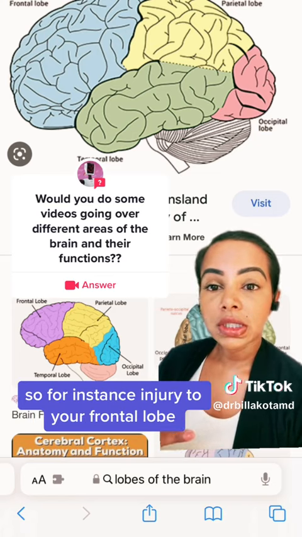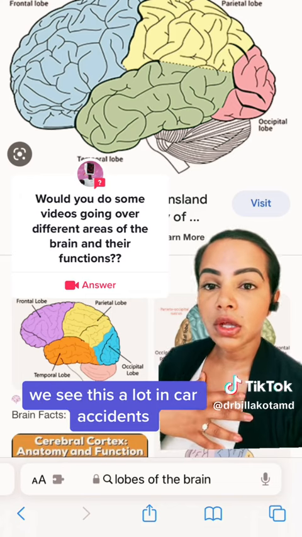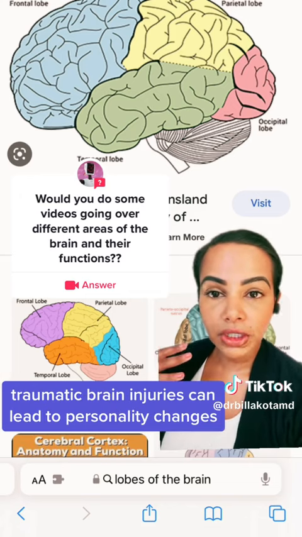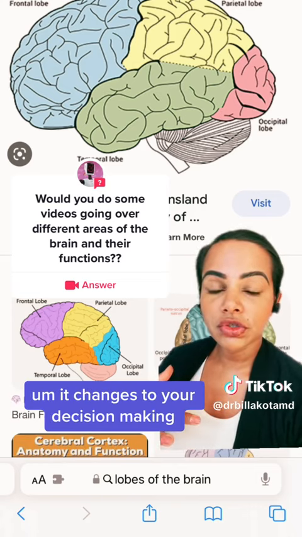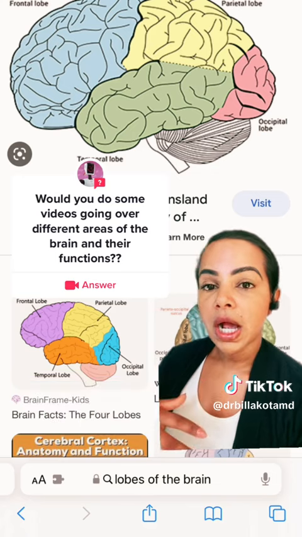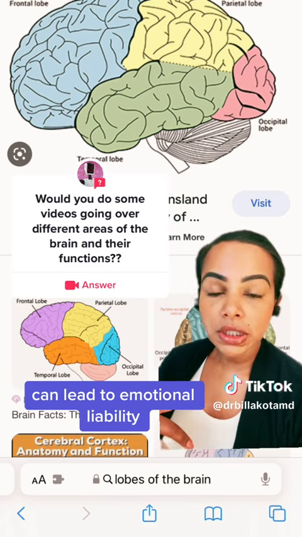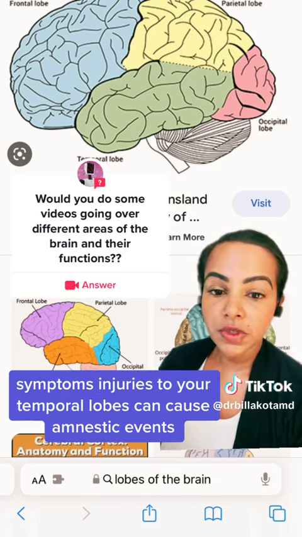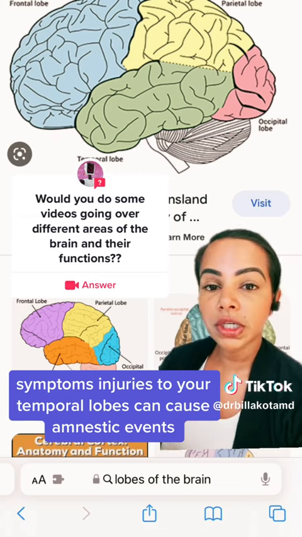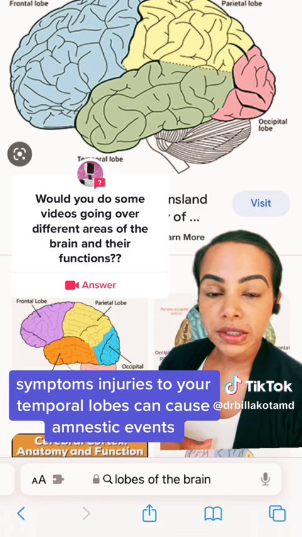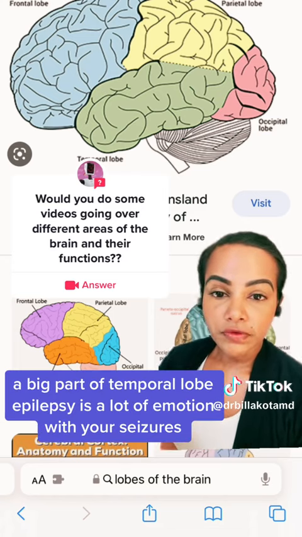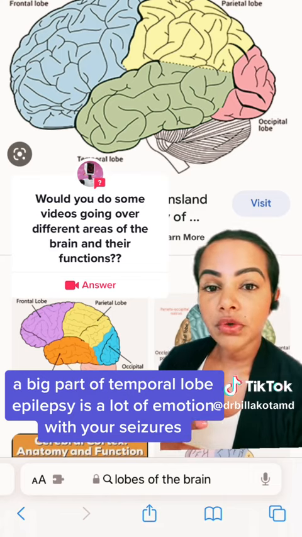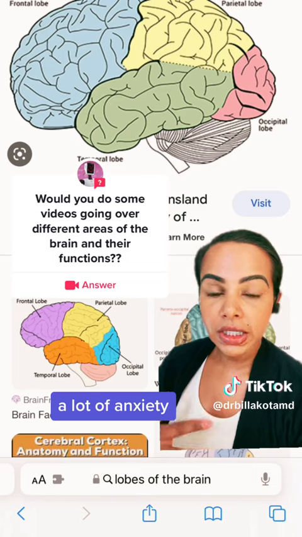So for instance, injury to your frontal lobe, we see this a lot in car accidents, traumatic brain injuries, can lead to personality changes, changes to your decision making, can lead to emotional lability, which are all TBI related symptoms. Injuries to your temporal lobes can cause amnestic events, trouble with memory consolidation. A big part of temporal lobe epilepsy is a lot of emotion with your seizures, a lot of anxiety.